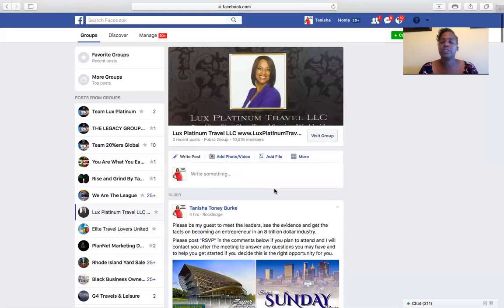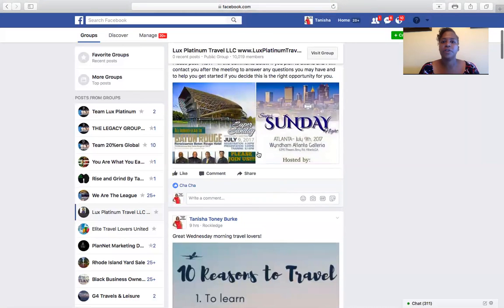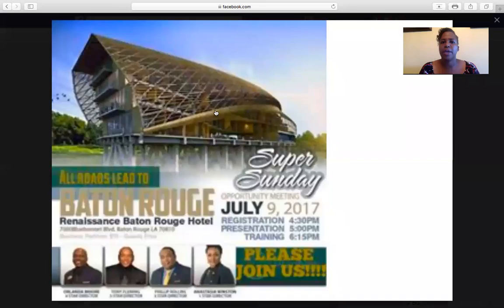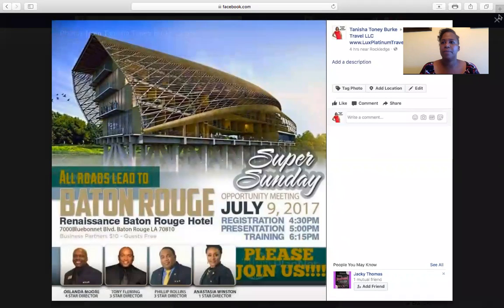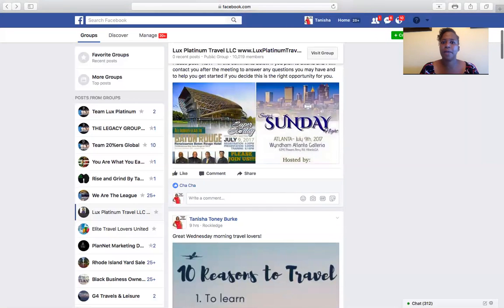Now, you still want to be able to market the product, right? You're selling a travel agency. You still want to be able to market that. So if you look at this particular flyer that we have here about an opportunity meeting, there are no logos or company names in this flyer. So this one is compliant in order to use in your travel group.